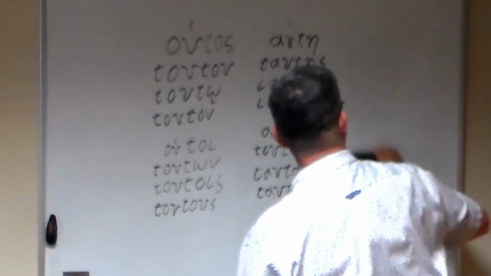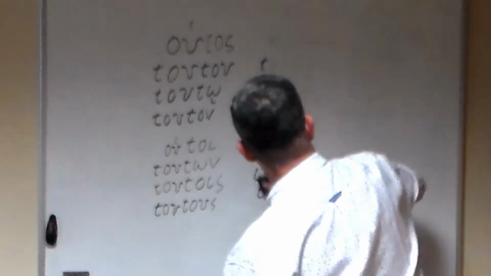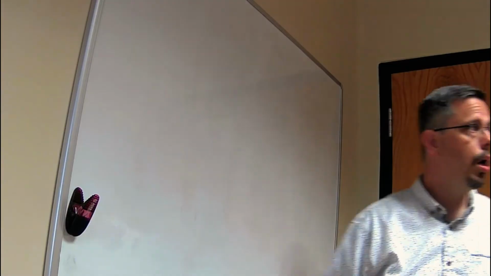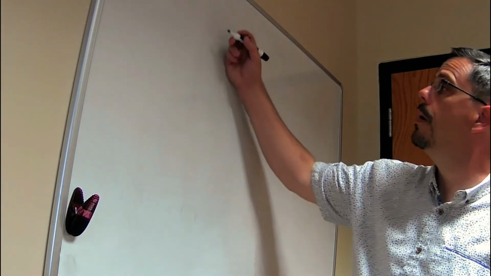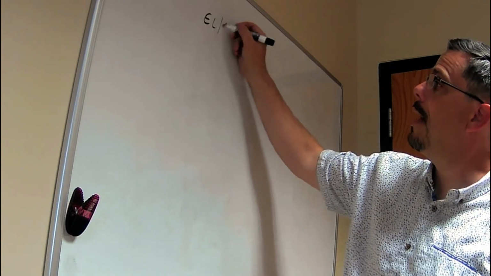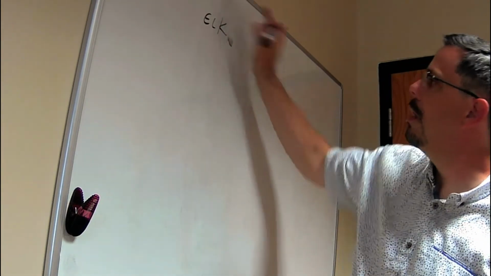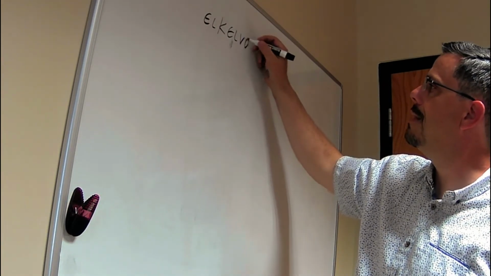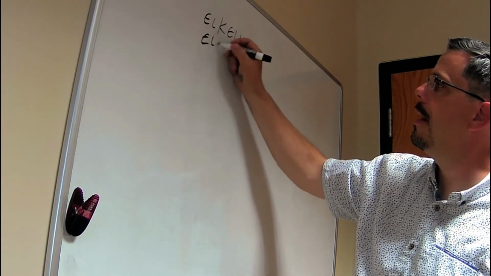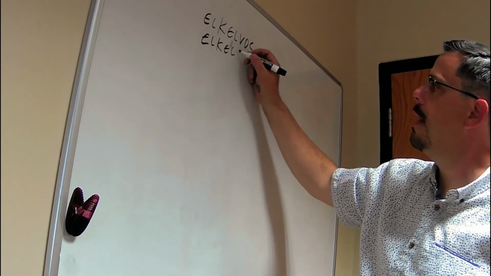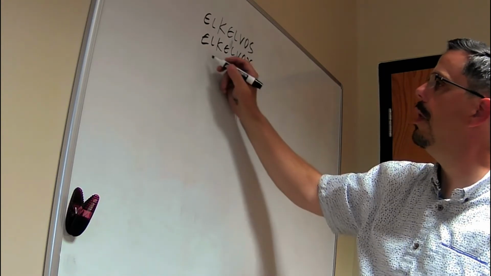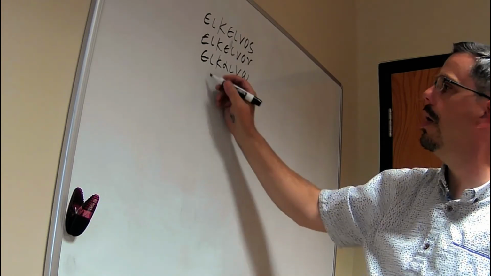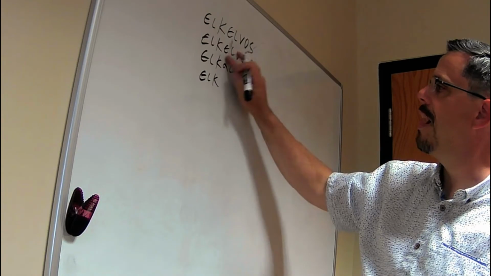Now let's take a moment and we'll look at the far demonstrative. This one is, I think the endings are very simple. All right, so let's go ahead and put these up here. Ekeinos, ekeinou, ekeino, ekeinon. I keep wanting to put an alpha there. I don't know why I'm doing that.